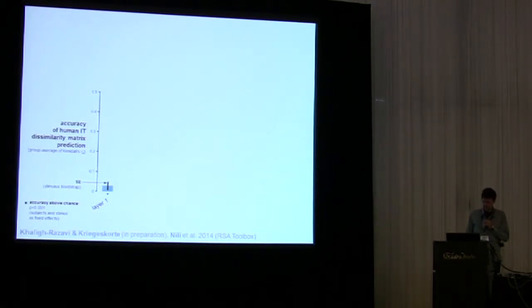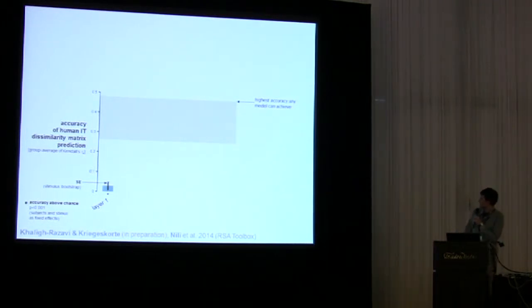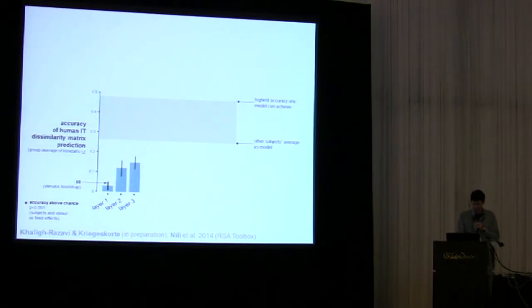We don't look at the variability across stimuli. So the other important thing is that we have a noise ceiling here, and this model is very far from this noise ceiling. The top of the noise ceiling is the highest accuracy that any model can achieve, and the bottom is other subjects' average as a model, because we can't really expect a model to predict a given subject better than the average of all other subjects if we had enough of them, right? So that gives us a lower bound on the noise ceiling.